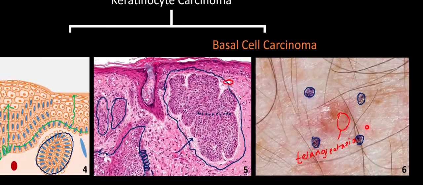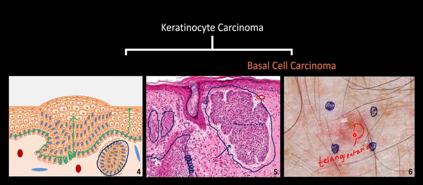So that wraps up our discussion of the histological clinical correlations for basal cell carcinoma. And now at the end of the video, I hope you have a greater appreciation for why keratinocyte carcinomas look the way they do based on what we see going on in histology.